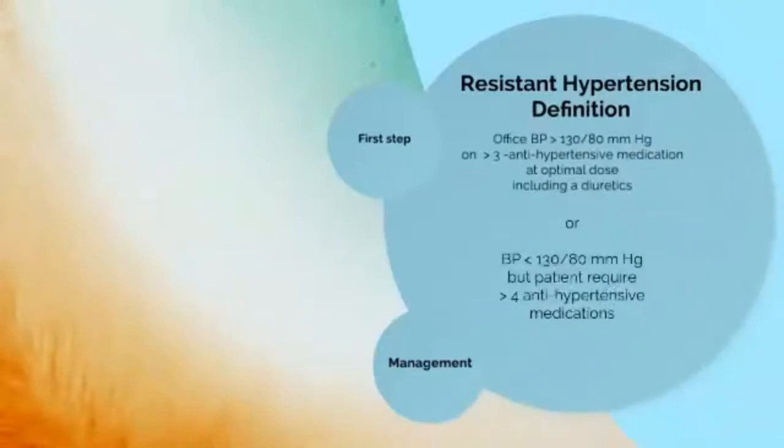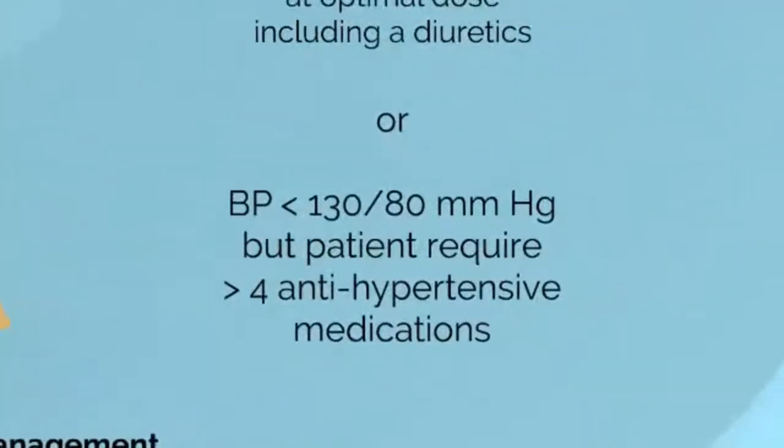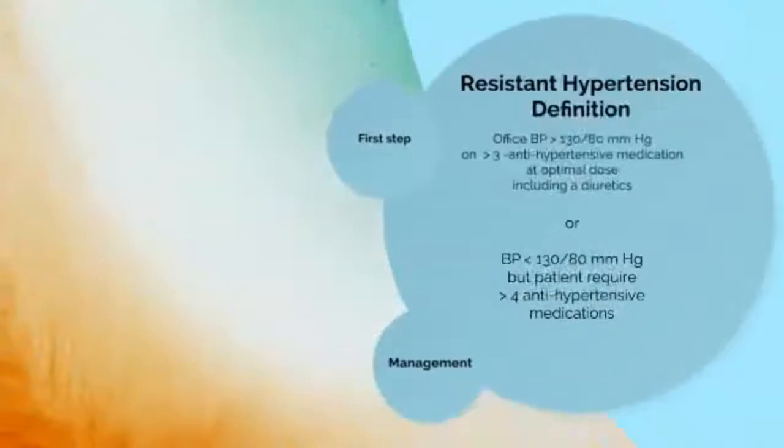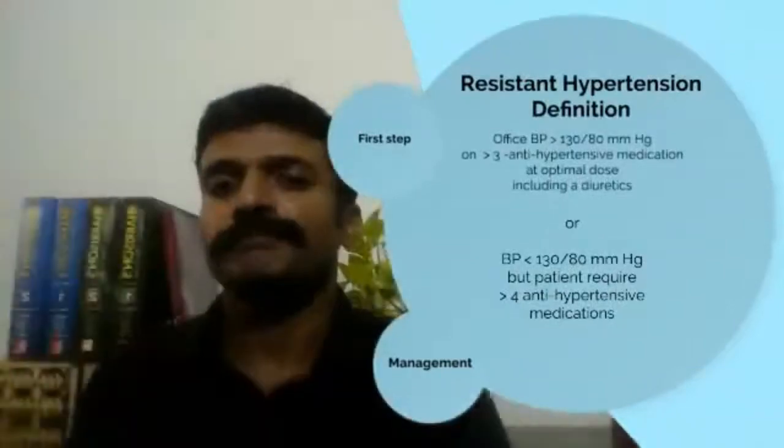It can also be called resistant hypertension if you are able to control the blood pressure but require more than four antihypertensive medications. That is, four or more. Okay, to be more accurate, four or more antihypertensive drugs are required to keep the blood pressure low. This is what is called resistant hypertension.